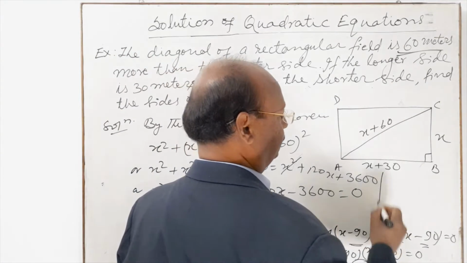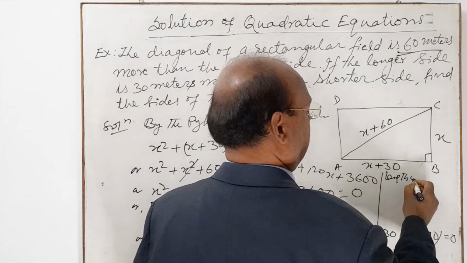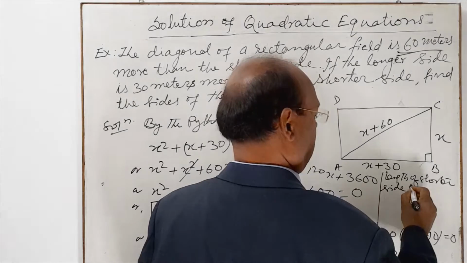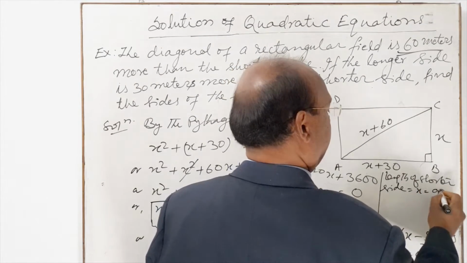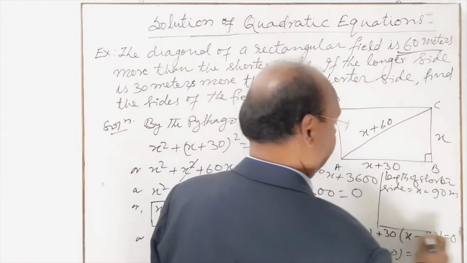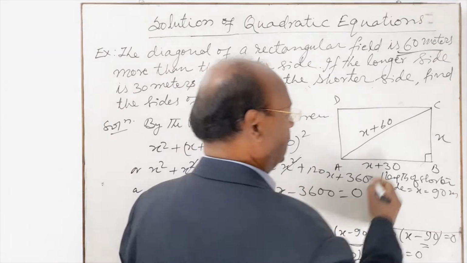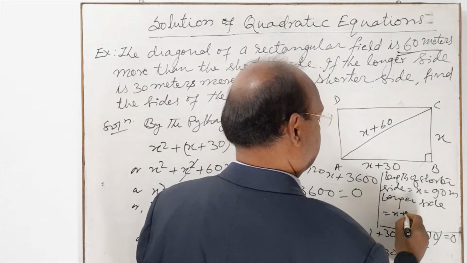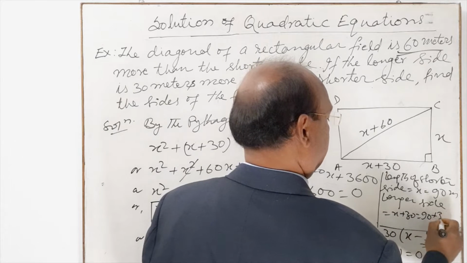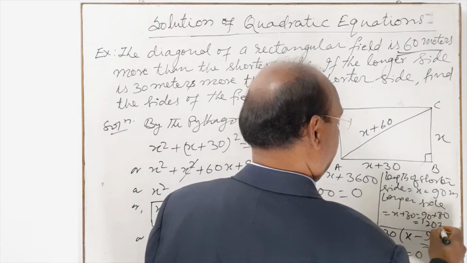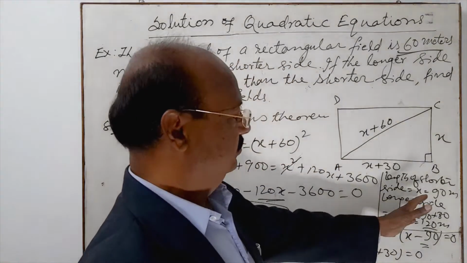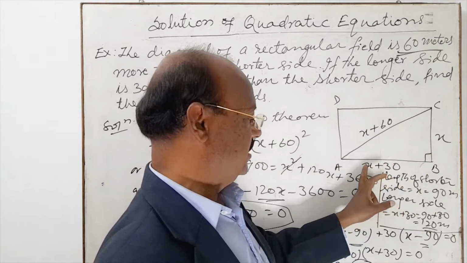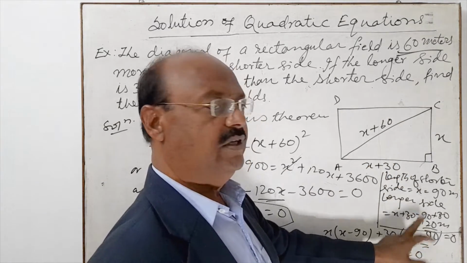So therefore, the length of the shorter side is equal to x is equal to 90 meters. And the longer side is x plus 30. So the longer side is equal to x plus 30, means 90 plus 30 is equal to 120 meters. So these are the answers. Shorter side is 90 meters and longer side is 90 plus 30, means 120 meters.